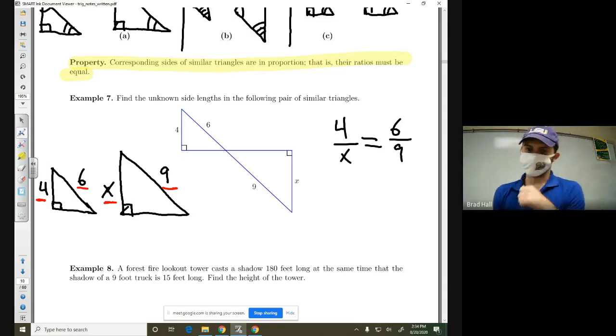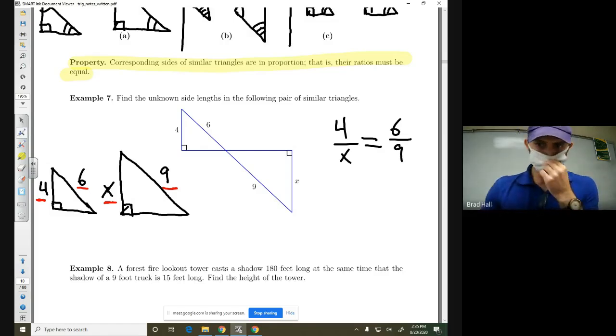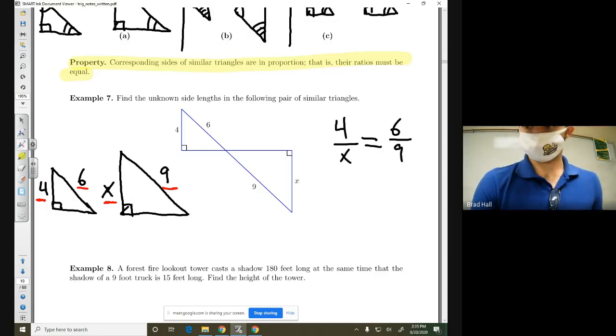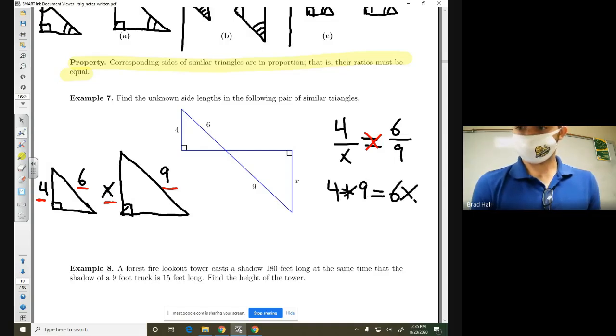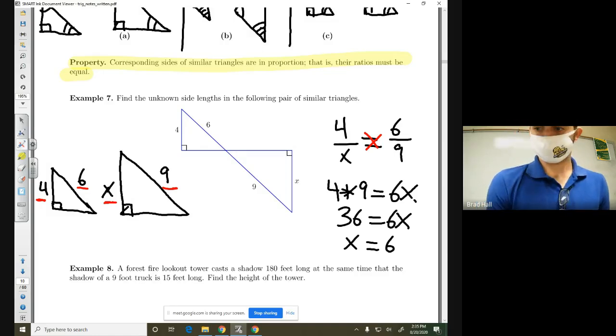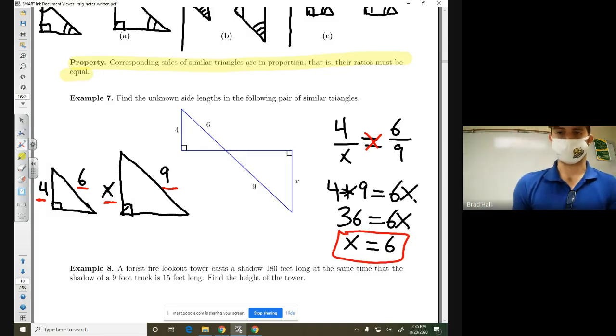Just like that, 6 and 9. They correspond to one another because they're both on the hypotenuse, or the slanted line, of the right triangle. So once you have that, you can go ahead and cross multiply. And so it's just algebra from here. X is 6.